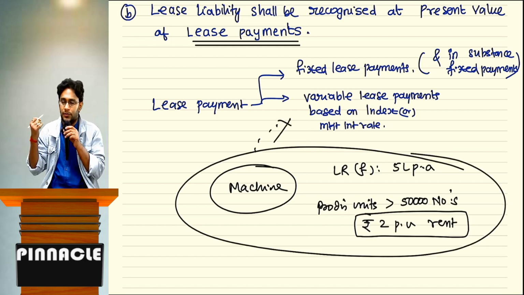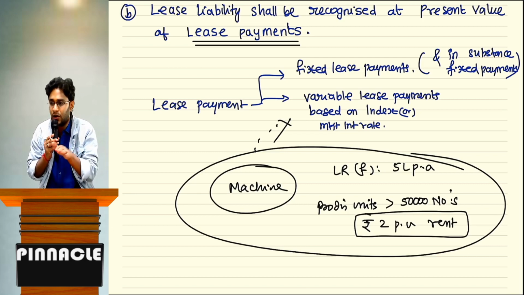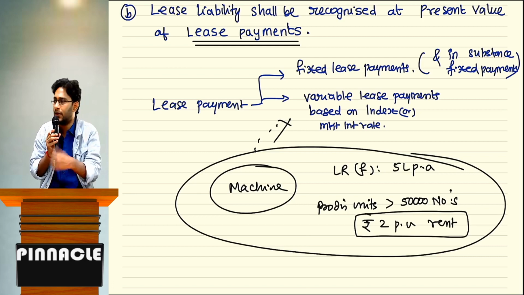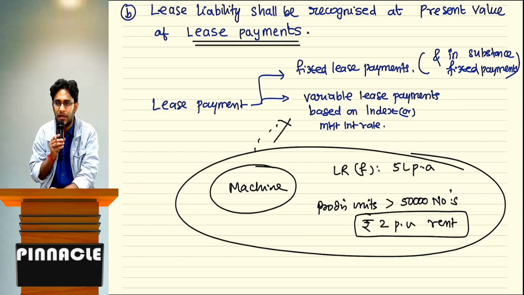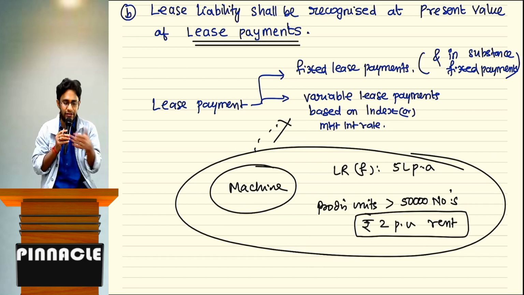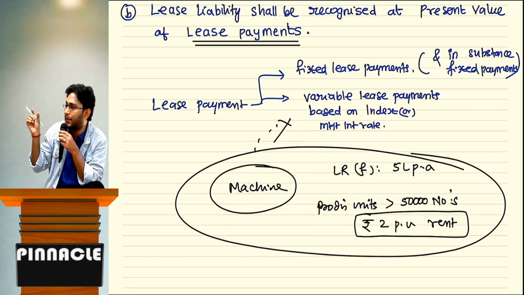Observe the lease payment definition closely. Lease payment includes variable lease payments based on an index or market interest rate, not based on usage of the asset, performance of the asset, production units, or number of customers. These types of rents are definitely variable rents. There is no doubt about that. The lessee has to pay them to the lessor, correct? But that is not supposed to be included in your lease payment definition.